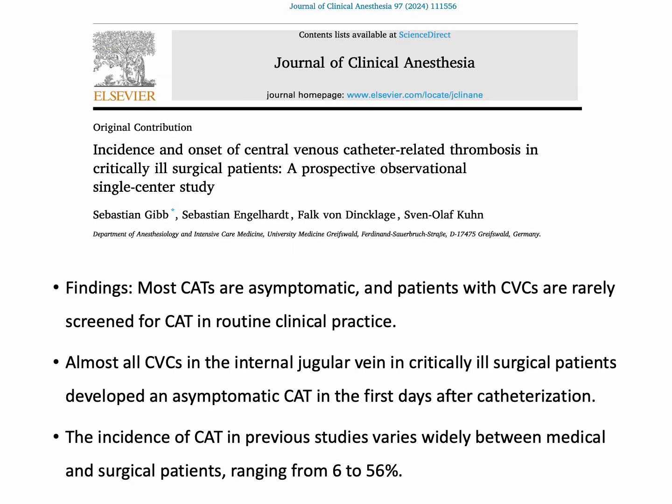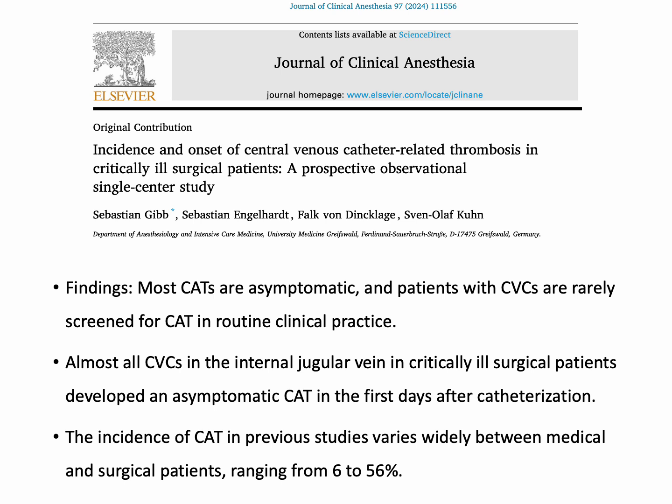This study from the Journal of Clinical Anesthesia in 2024 looked at the incidence and onset of central venous catheter-associated thrombosis in critically ill surgical patients. It was a prospective observational single-center study done in Germany, and the findings showed that most catheter-related thrombosis were asymptomatic, and patients with CVCs are rarely screened for catheter-related thrombosis in routine clinical practice. Almost all of the CVCs were inserted into the internal jugular vein, and they all developed asymptomatic catheter-related thrombosis within the first few days of catheterization.